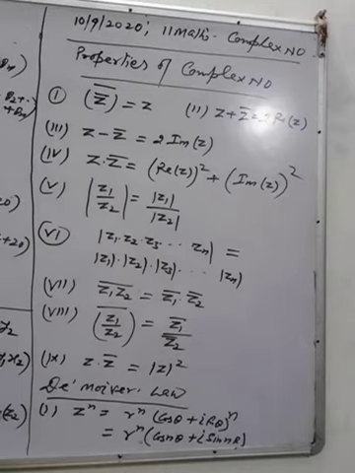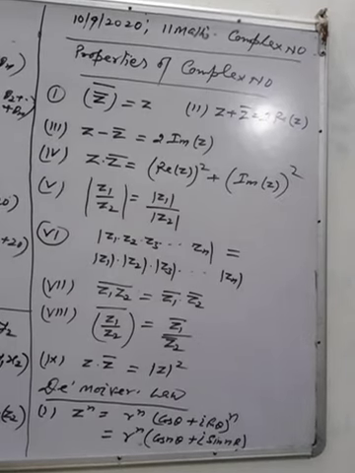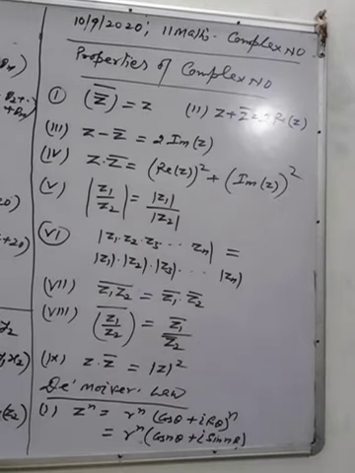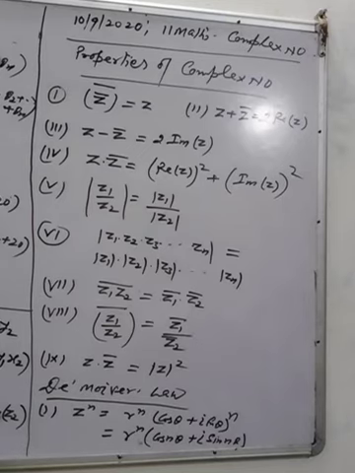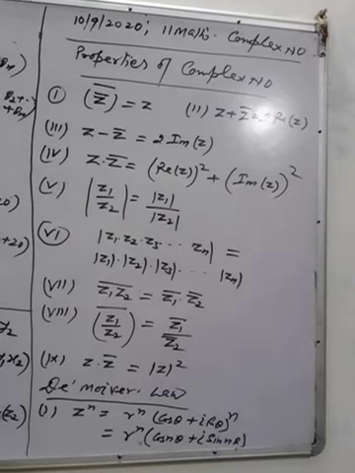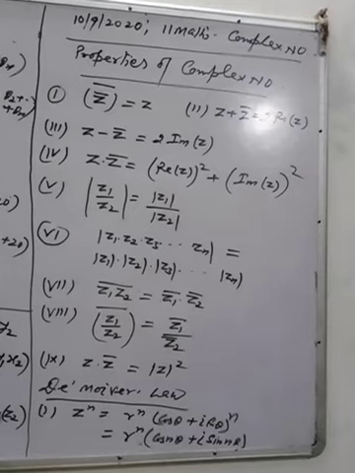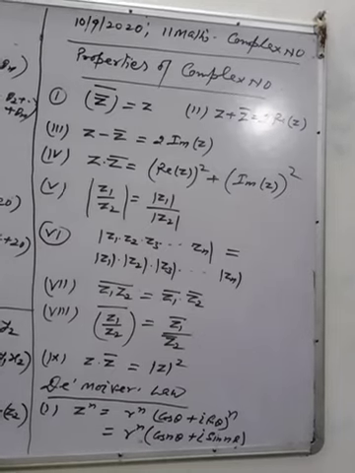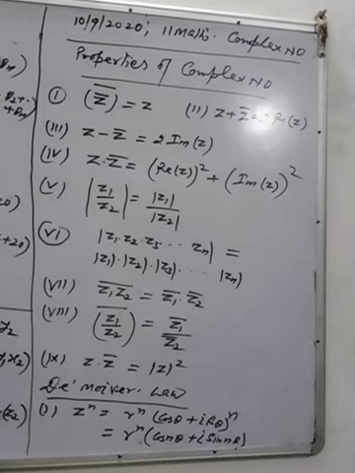Now next is conjugate of z1 into z2, means conjugate of the product of two complex numbers is equal to the product of their conjugates, means z1 bar into z2 bar. Now next is conjugate of z1 upon z2, which is written as conjugate of z1 upon conjugate of z2. Next, z into z bar is equal to the square of the mod of z.